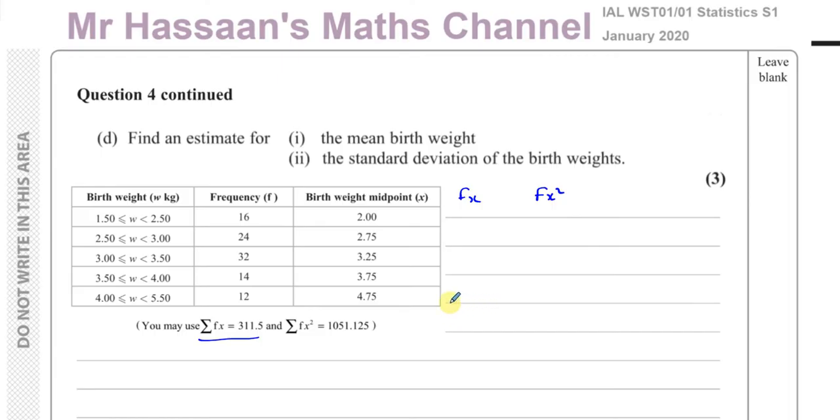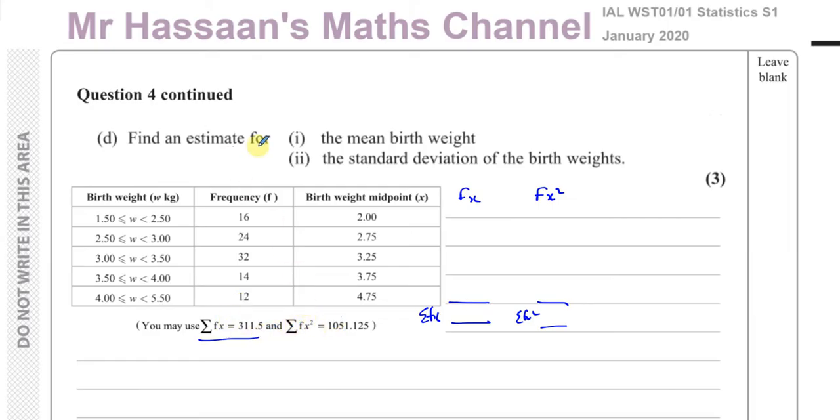But they already gave us that here. The sum of fx, which we need to use to find the mean, is already given, and the sum of fx squared is already given also. So we don't need to calculate that. Always look out for this information, because a lot of students don't look at what's given and start doing all this calculation and waste a lot of time. It's only worth 3 marks, and most of the work has already been done for you.